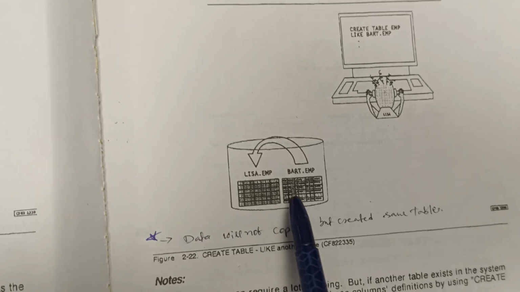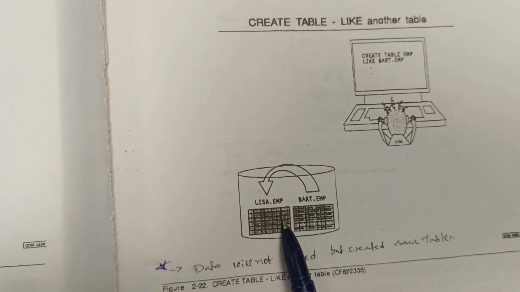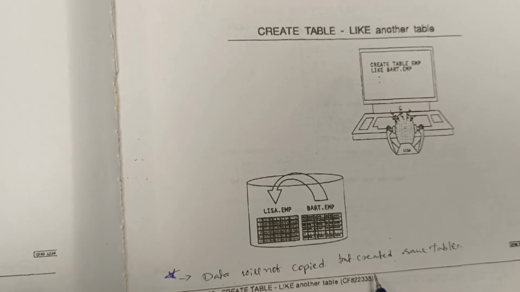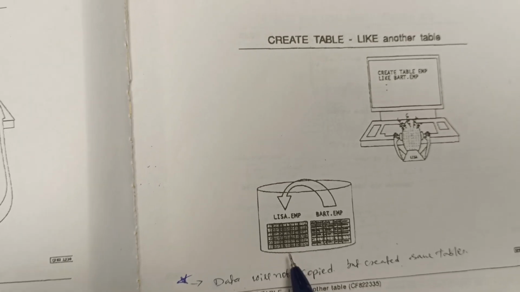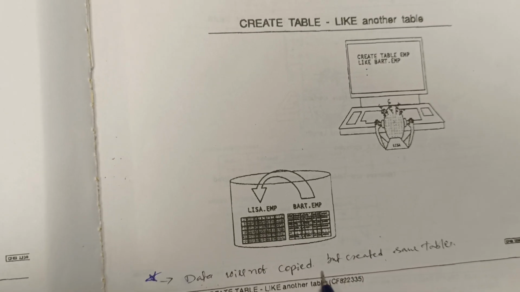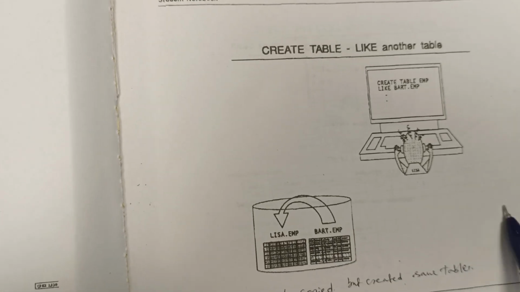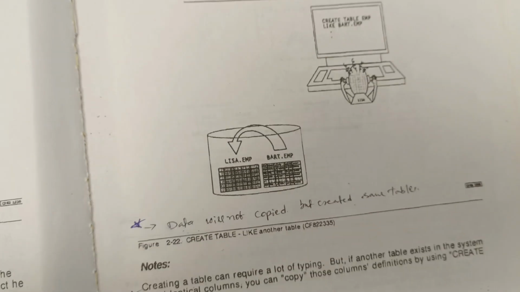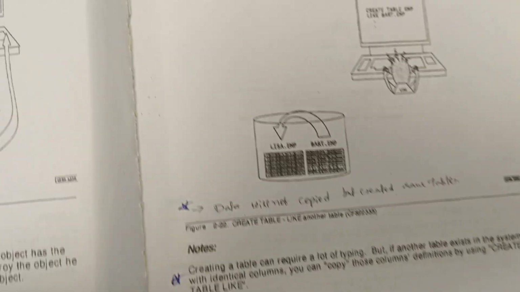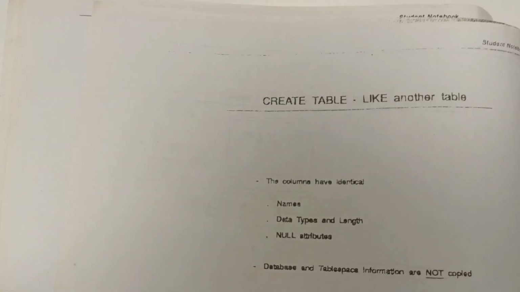One more point: whenever creating a table with LIKE, it will not create the data. It will only create the structure of the table, like column type and column name fields, similarly as Lisa.employee. Data will not be copied, only the structure: column name, data type, and null attribute type, all of it except the data. It will create an empty table.